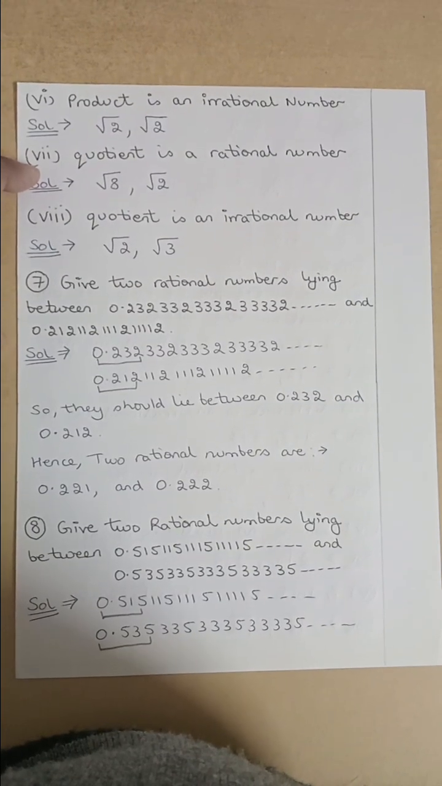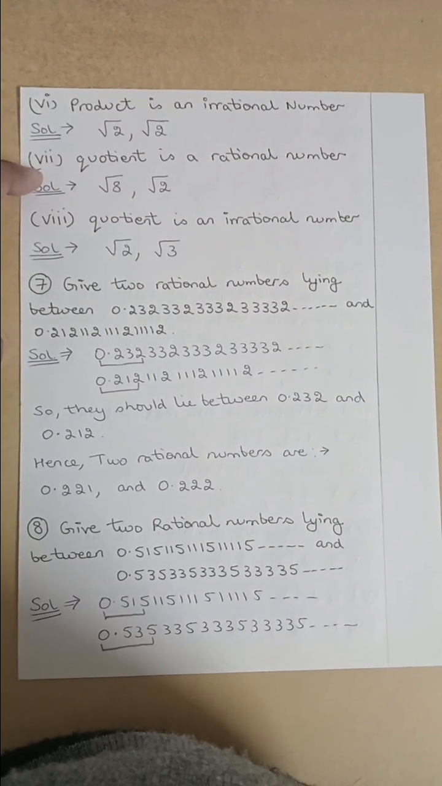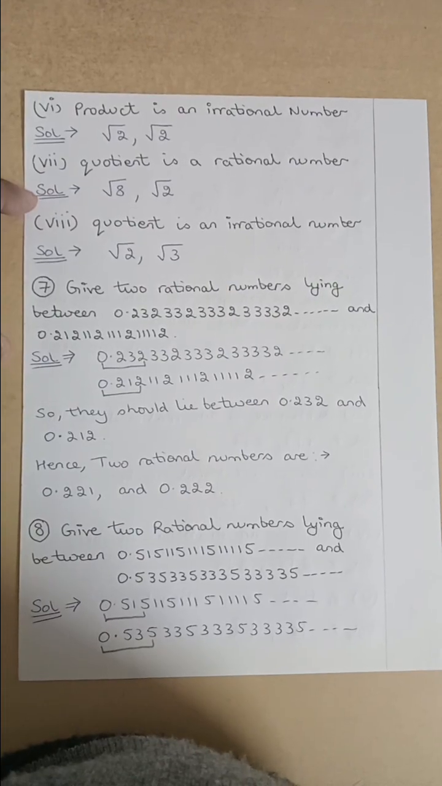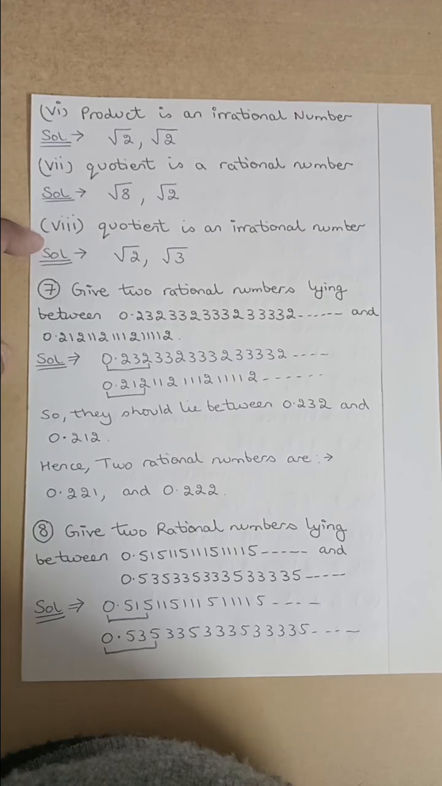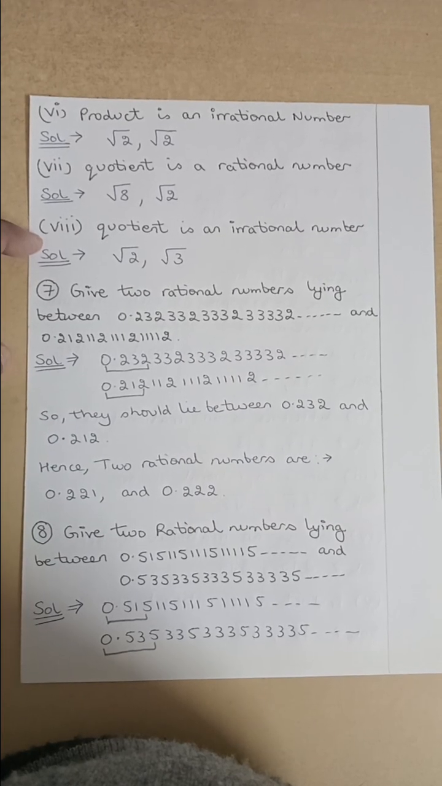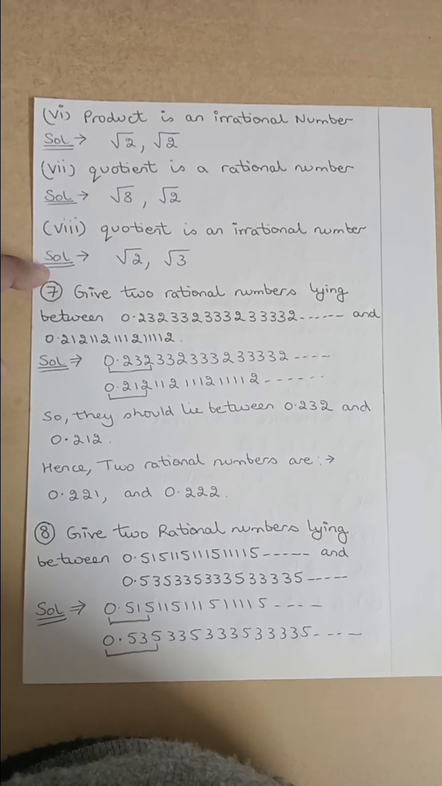Seventh point, quotient is a rational number. So an example would be root 8 comma root 2. Eighth point, quotient is an irrational number. That example would be root 2 and root 3.